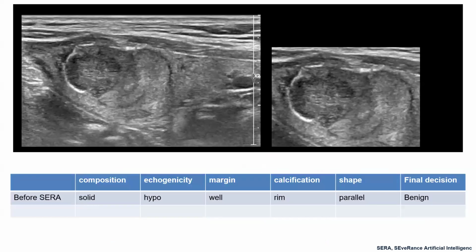I will show you some cases. This nodule was diagnosed as benign on ultrasound. The SERA value suggested cancer.